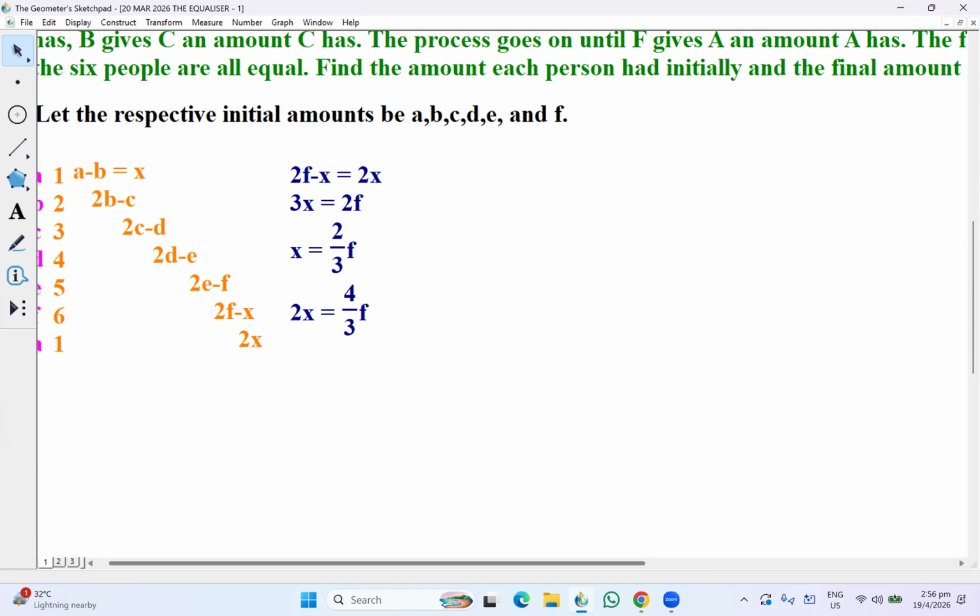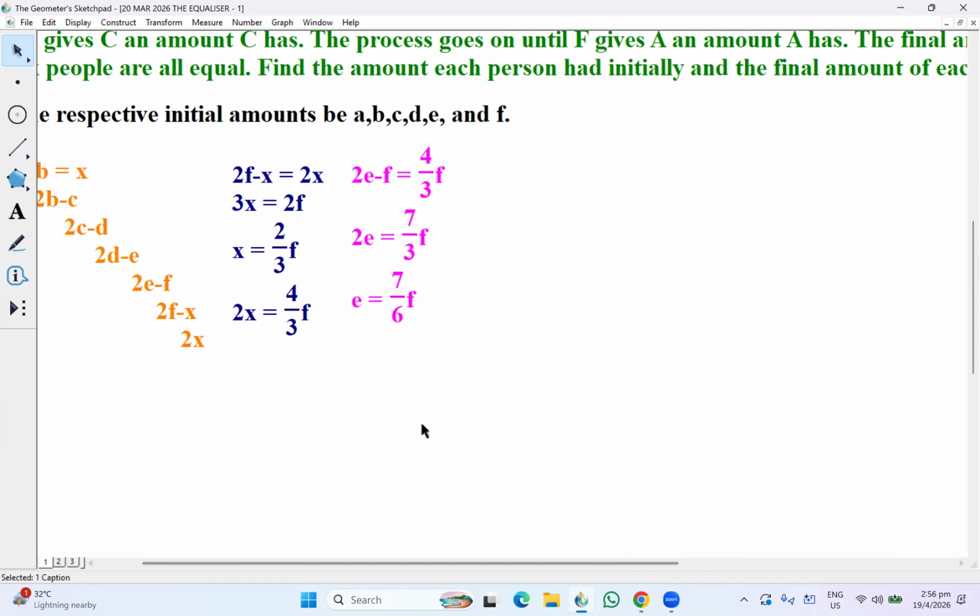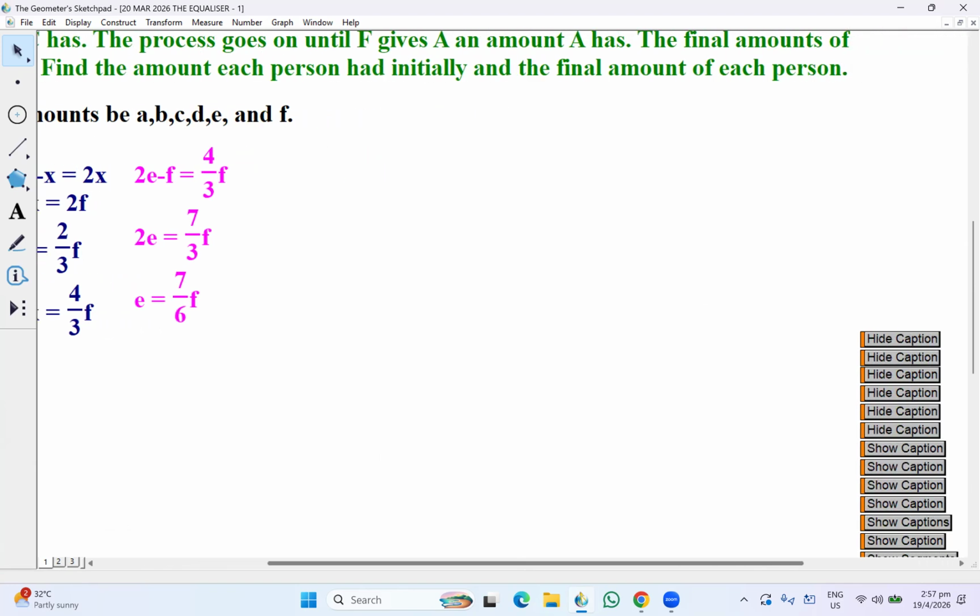After that, we want to find everything in terms of F. So you go to the next line. 2E minus F is X, 2X, because everybody has the same amount. A has 2X, so 4F over 3. So E can be found in terms of F. Then D can be found in terms of F. C can be found in terms of F. Everything. That is the idea used in questions with many unknowns and many equations.